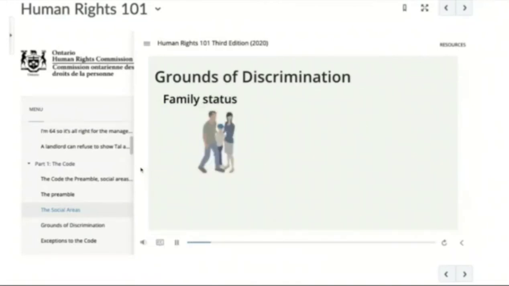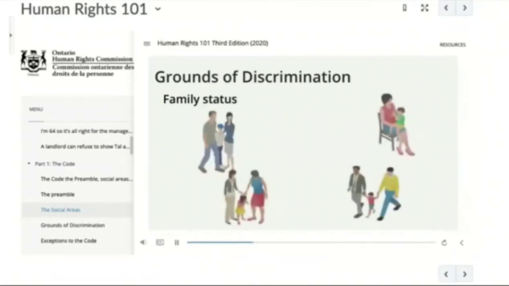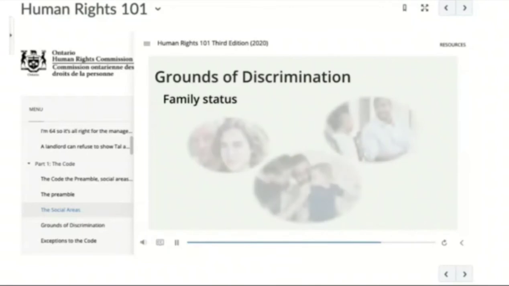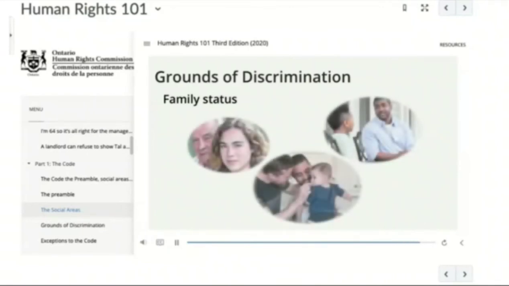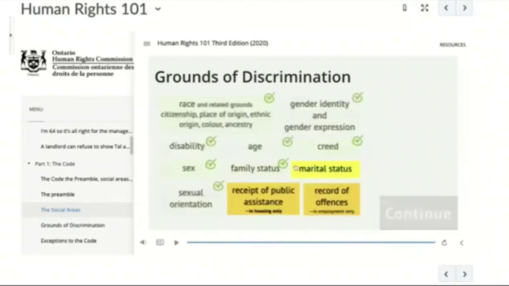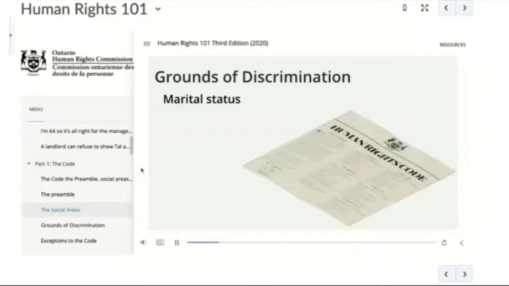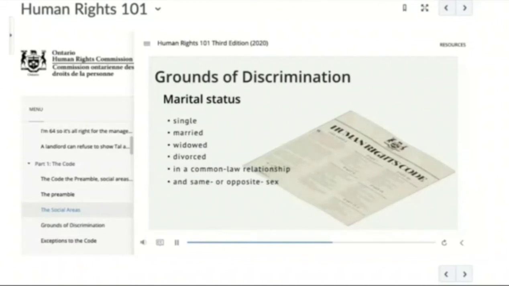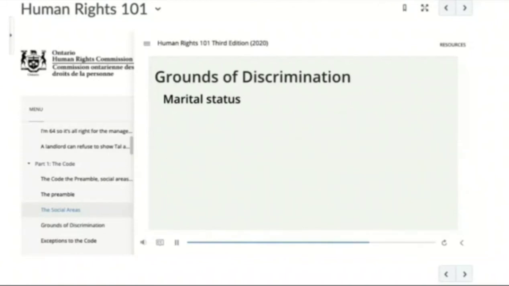Family status means being in a parent-child type of relationship and can include caring for children and older family members. Marital status includes being single, married, widowed, divorced, in a common law relationship, and same-sex or opposite-sex partnership.